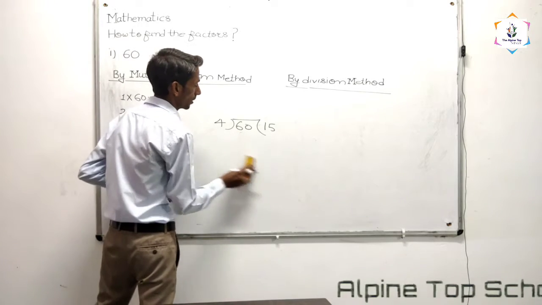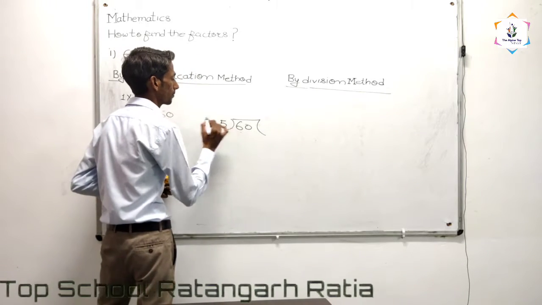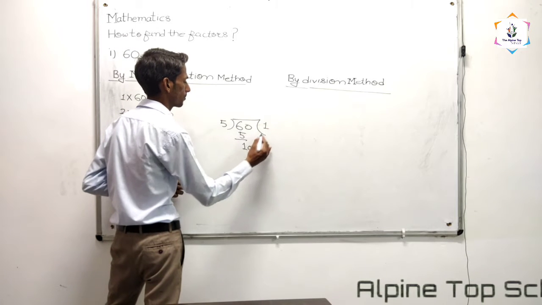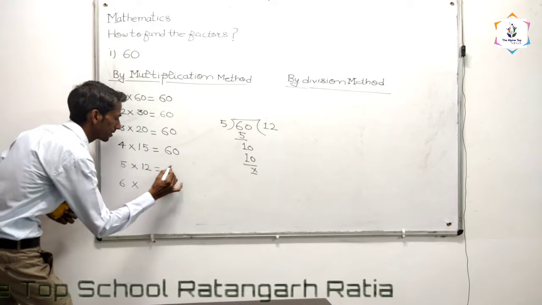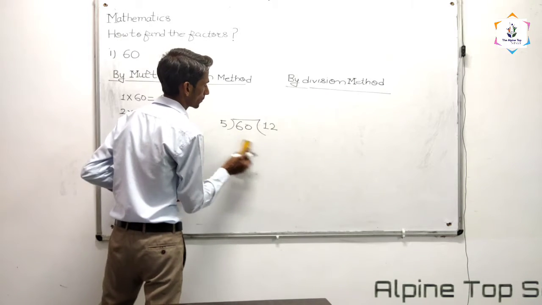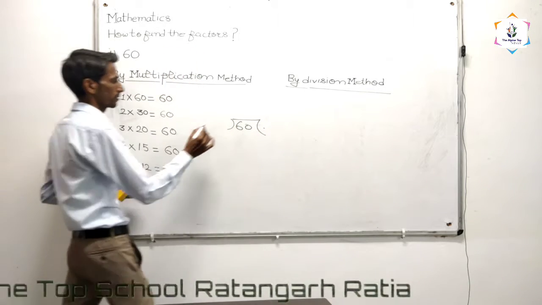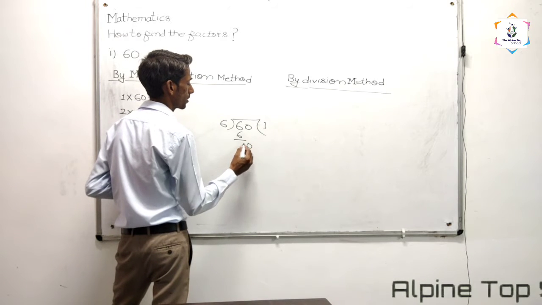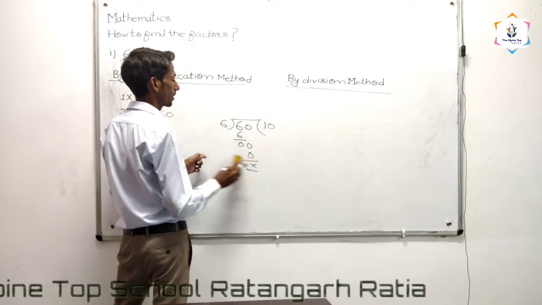Now we have to check, is 60 a multiple of 5 or not? For this purpose we have to divide 60 by 5. 5 1s are 5, 1, 0 comes down, 5 2s are 10. We are getting 12. It means 5 12s are 60 or 12 5s are 60. Now we have to check the next number, that is 6. Is 60 a multiple of 6 or not? For this purpose we have to divide 60 by 6. 6 1s are 6, 0 comes down, and 6 zeros are 0. It means we are getting 10.